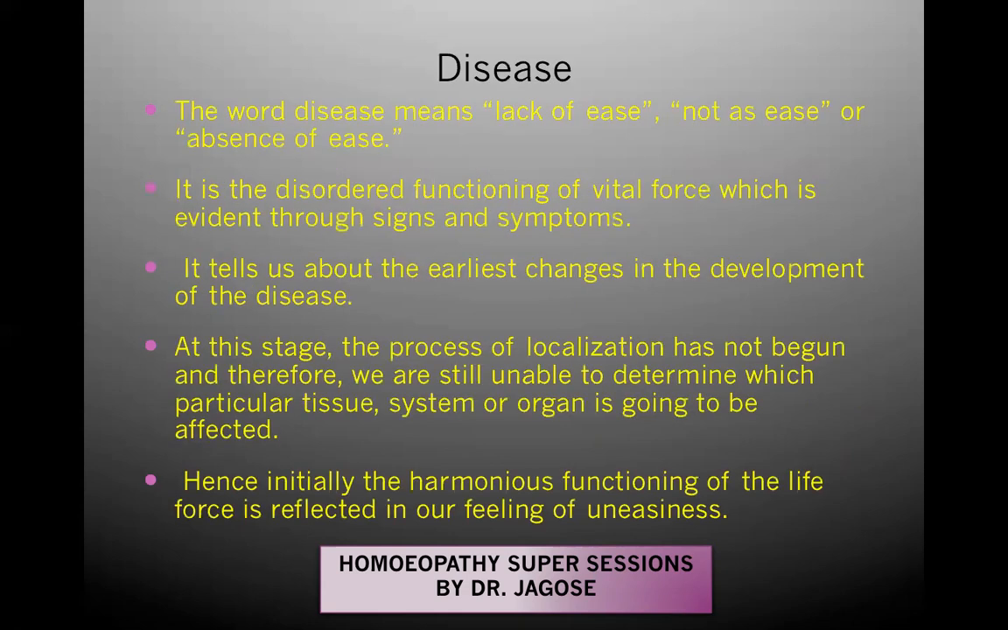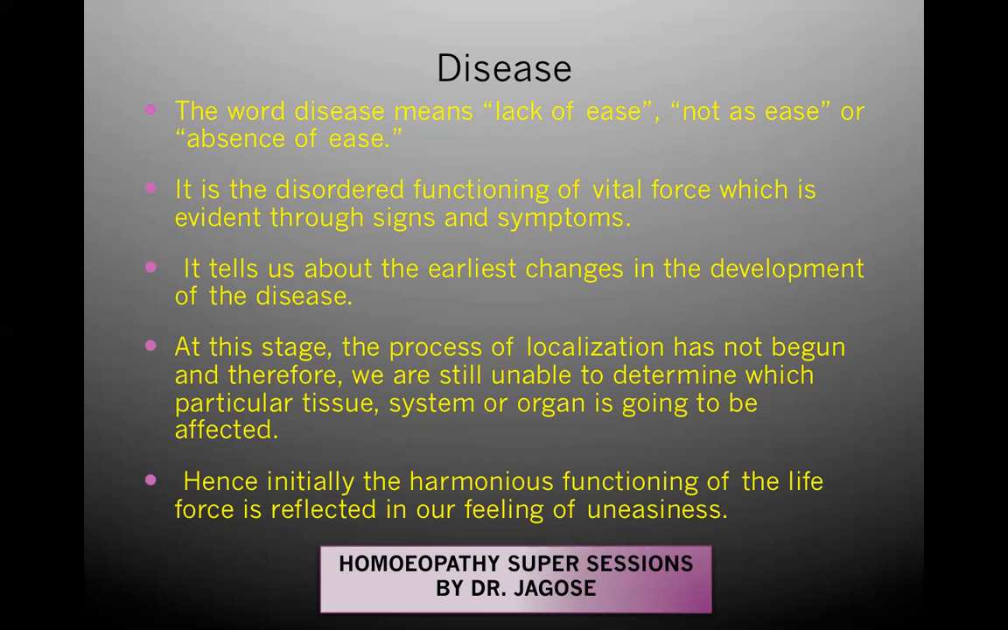Now, disease. The word disease means lack of ease, not at ease, or absence of ease. It is the disordered functioning of the vital force, which is evident through signs and symptoms. So you all know that the vital force is deranged and it is evident through the signs and symptoms. It tells us about the earliest changes in the development of the disease. At this stage, the localization has not yet begun, and therefore we are still unable to determine which particular tissue, system, or organ is going to be affected. So initially, at stage 1, it becomes very difficult to identify the disease.